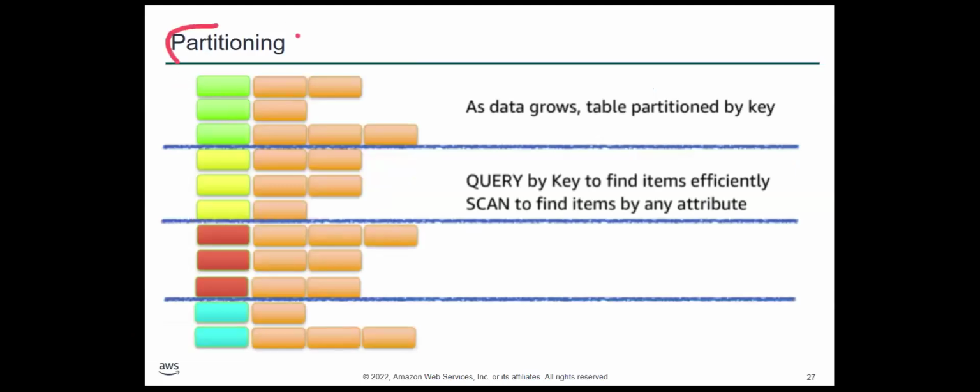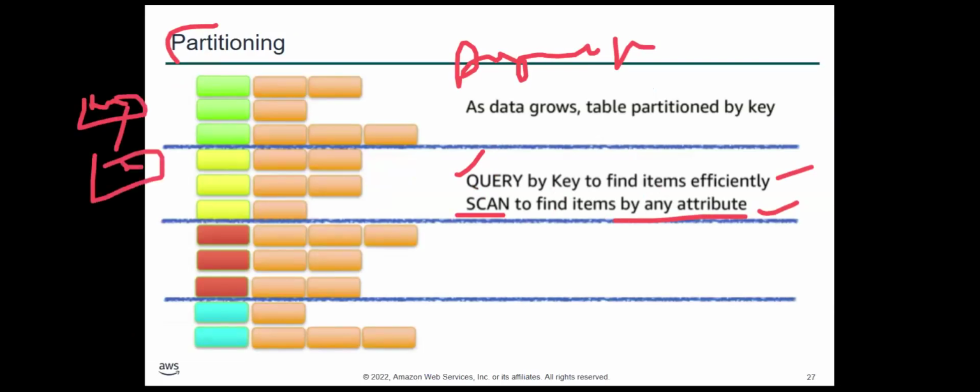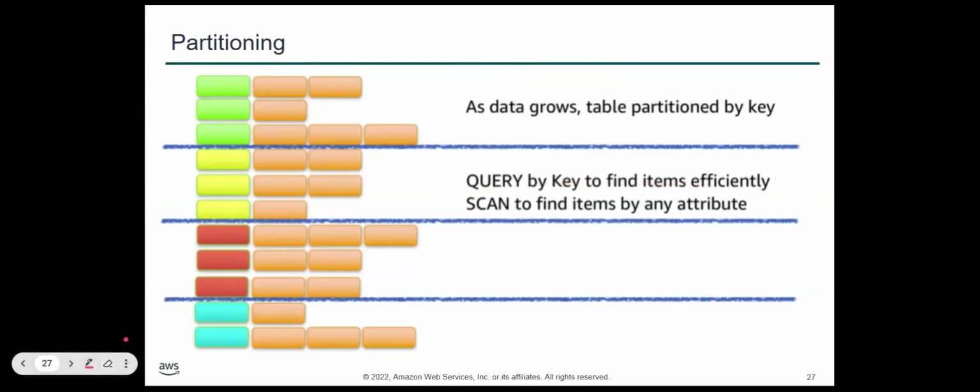As I already mentioned, in DynamoDB, that is your NoSQL, we have two options. One is query by the key to find items efficiently. Another one is scan to find items by any attribute. Scan means I want the name column, and in the name column I want this person. Scan means we have to scan all the items, all the attributes. Query means I directly go and type that particular number, name, and everything.